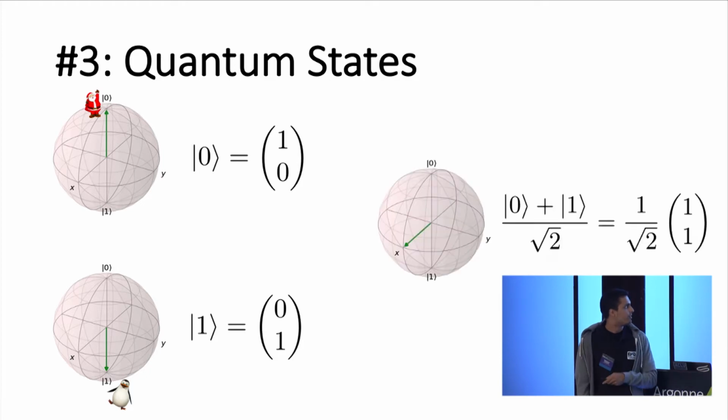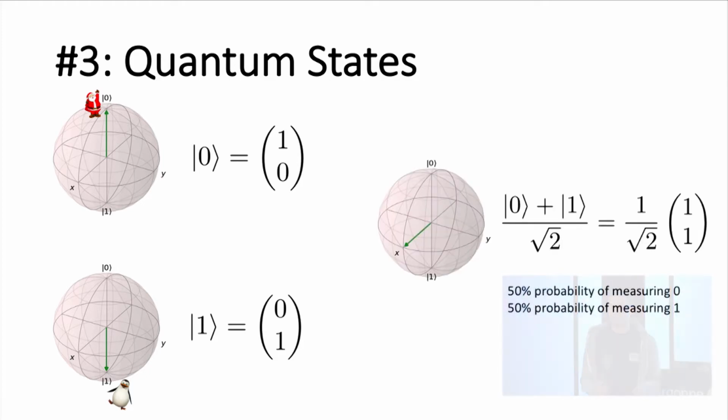So as an example, if we take the intersection of the equator and the prime meridian, we get the state that's called 0 plus 1. I'm going to skip the root 2 normalization factors because it's not too important. But as a vector, this would be represented as 1, 1. And if you've ever heard of Schrodinger's cat, the thought experiment, this is exactly Schrodinger's cat. It's half dead, half alive, half 0, half 1. And what that means in physical terms is that if we measure it, there's a 50% chance that we get 0 and a 50% chance that we get 1.